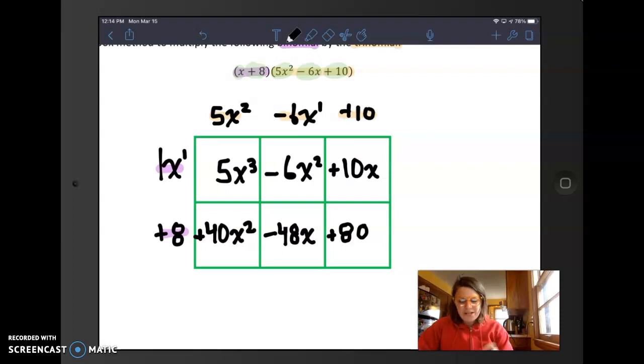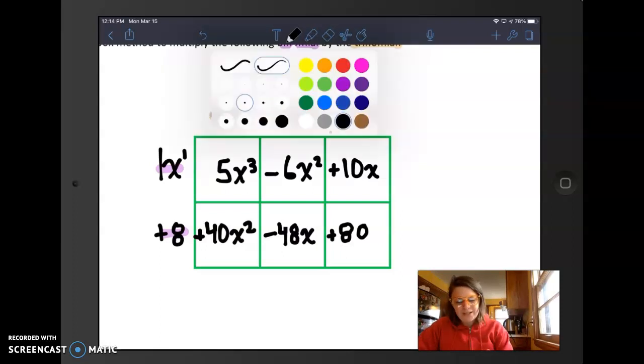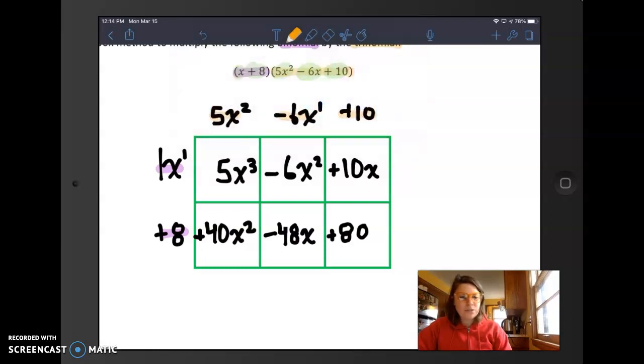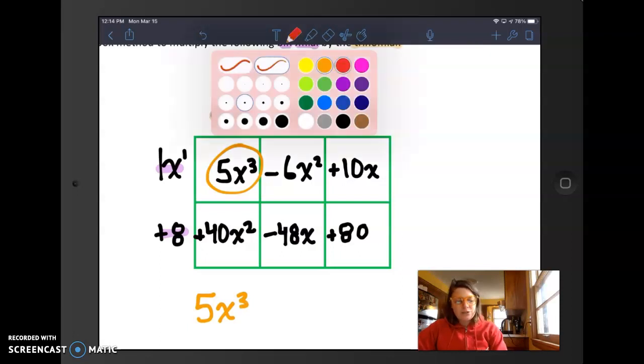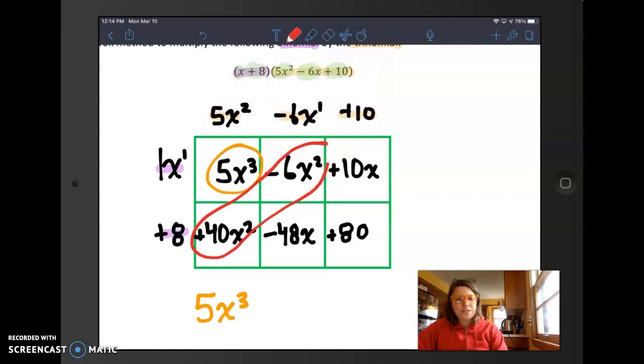Okay, so we are going to now combine our like terms. This is exactly the same as it was with our previous type of problems, but maybe a little bit more complicated. First thing I want you to realize is this is 5x to the third. There are no other 5x to the thirds, so we just rewrite that. Then I want you to notice that the diagonals are still like terms. So we have the negative 6x squared, positive 40x squared. Since they're both x squared, we can add them together. 40 plus negative 6 is going to be positive 36x squared.